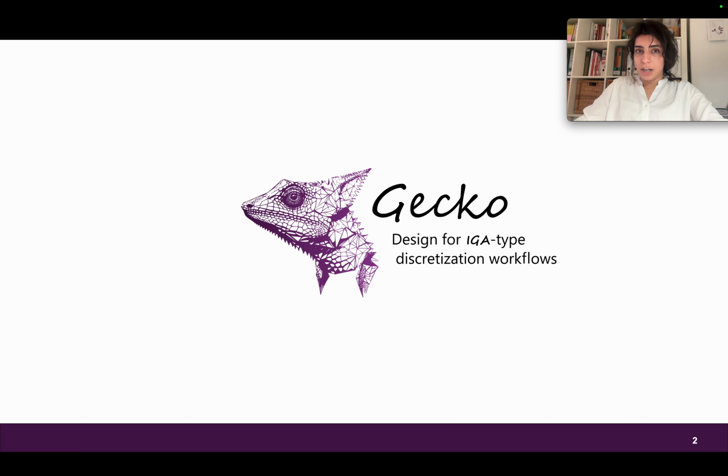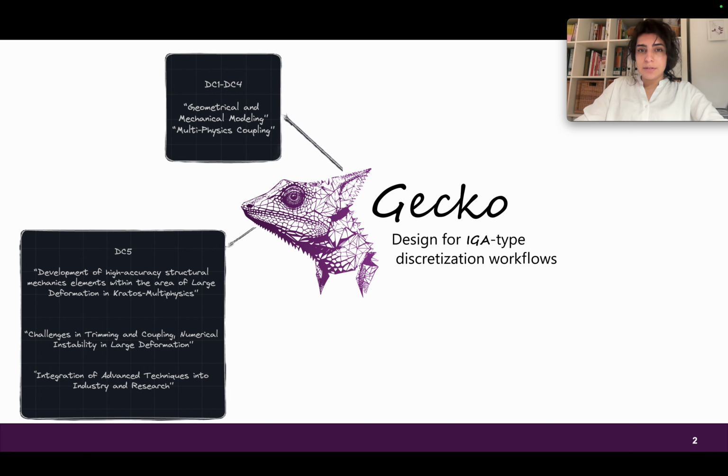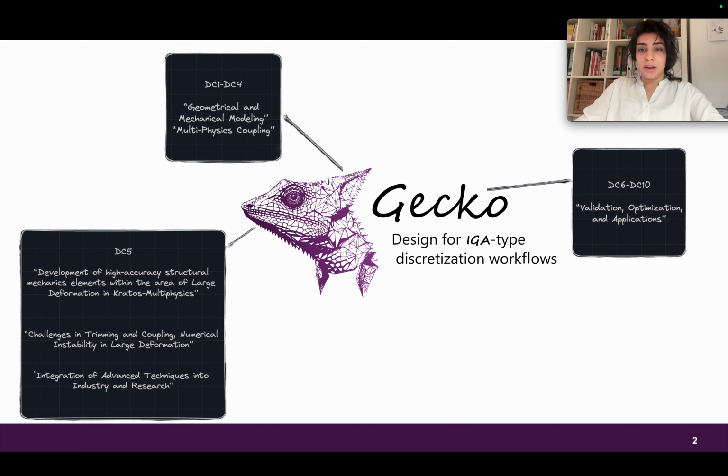GECKO is a Marie Curie project in the field of isogeometric analysis, and within it we are 10 different doctoral candidates focusing on different areas. Mine is developing robust structural elements within a large deformation context and incorporating these approaches in an open source software called GeoUT.